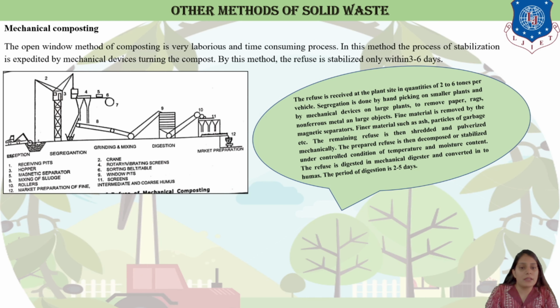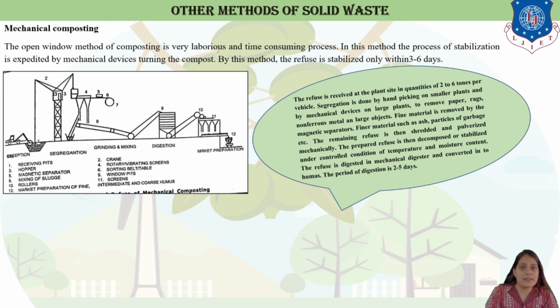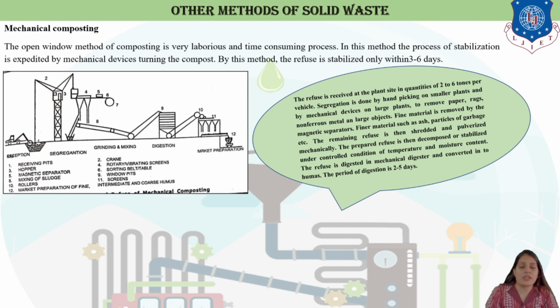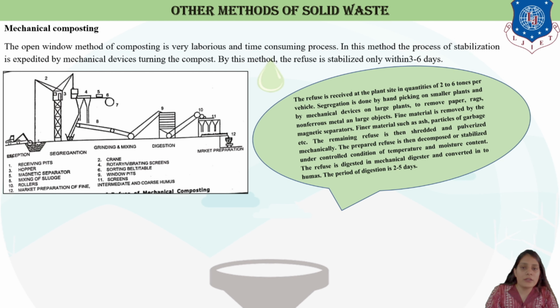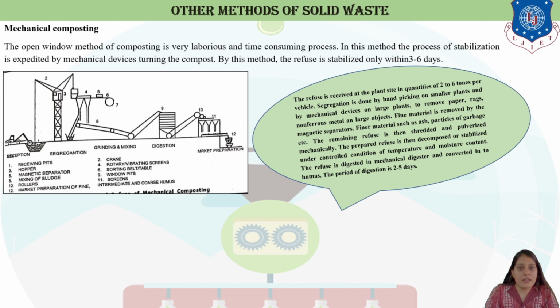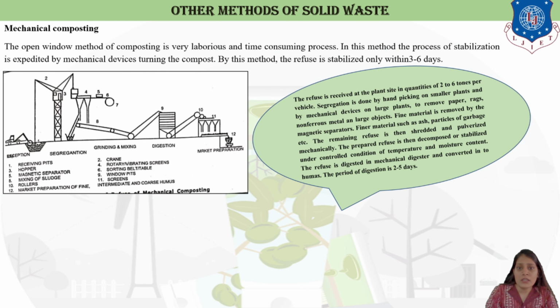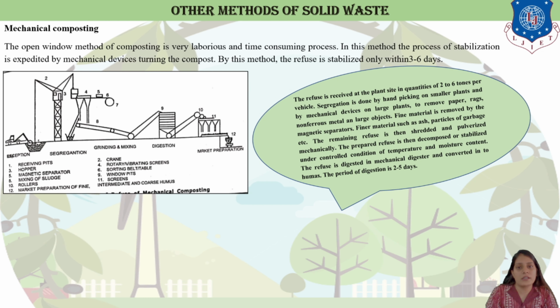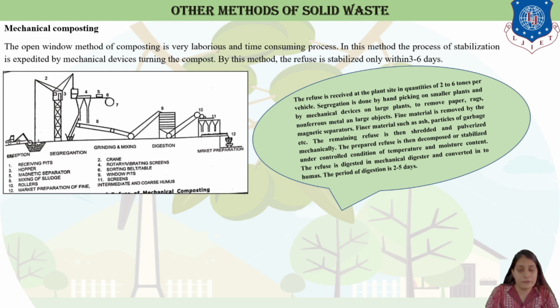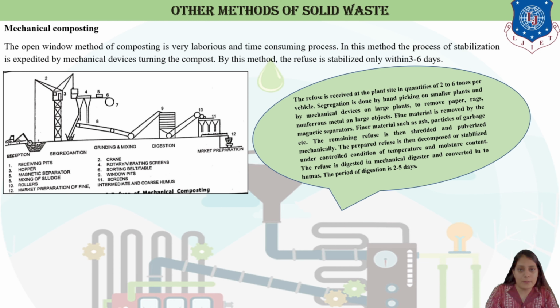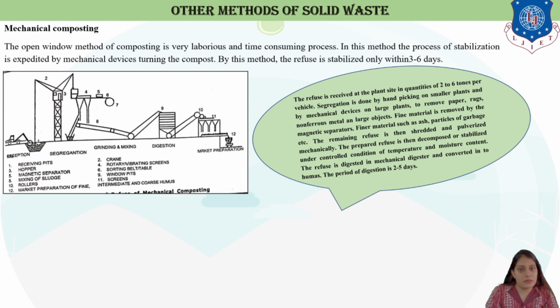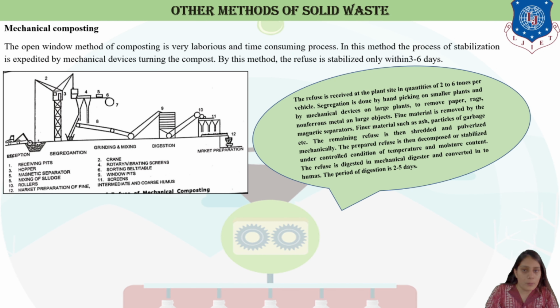Segregation means we segregate the materials. Fine materials, ash, particles of garbage are prepared mechanically and the remaining is shredded and pulverized. And then we ultimately do the landfilling. But we are just changing the properties of solid waste with this method. This is not much in use because it requires more manpower and it is laborious. It is not skilled work, but we are just trying the different methods. So composting actually has three types: trenching, open window and mechanical composting, right?